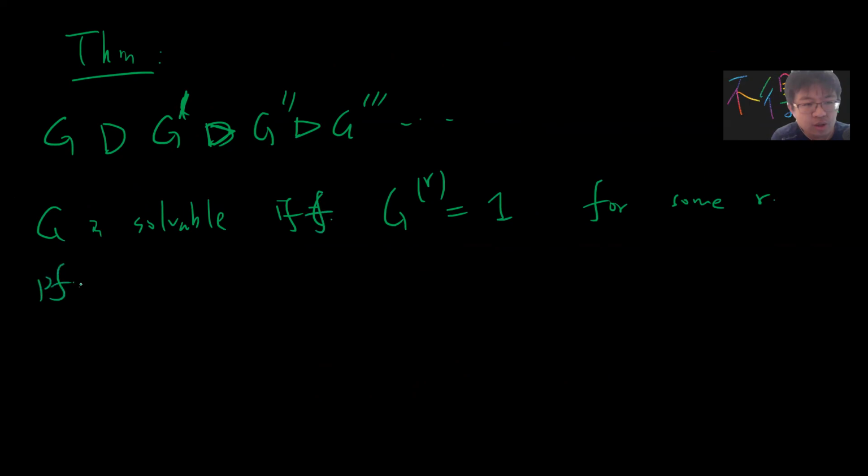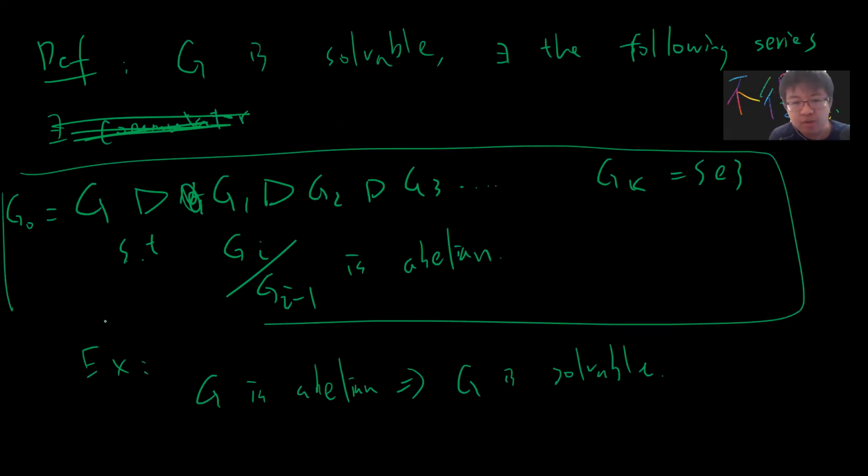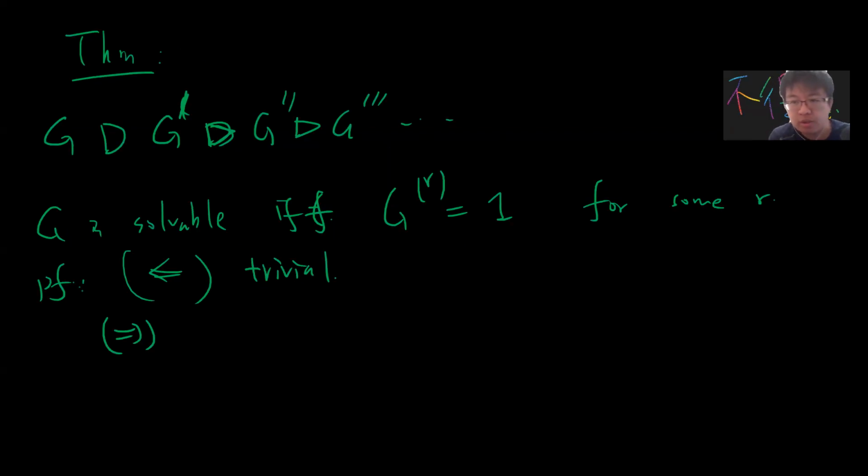Proof. This direction is trivial, because if you have the derived series, then the commutator groups one by one already give you an example of such a series. How about the other direction? You need to prove that if G is solvable, so you have this kind of series, then the derived series must terminate. This proof is also trivial.